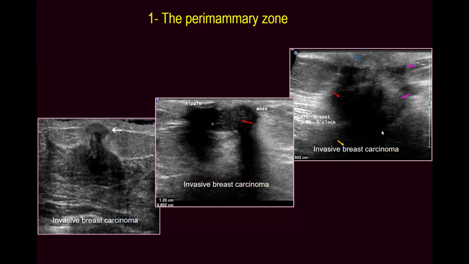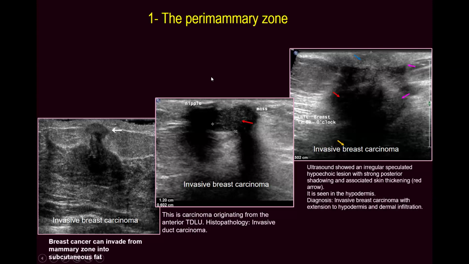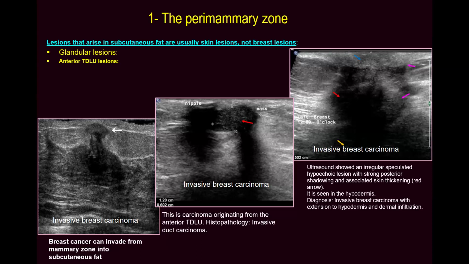Maybe ectopic tissue. Maybe ectopic tissue seen in the pre-mammary zone. Excellent, Islam. 100% correct. You are right. This is ectopic TDLUs. Okay?